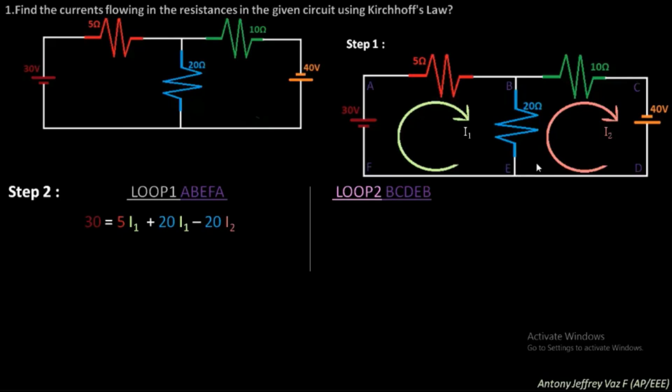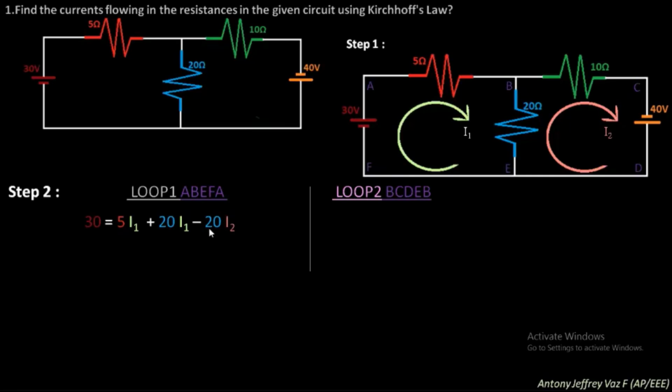Then you need to see the points B to E. This resistor is connected across B to E. You can see the current I1 is flowing in this direction from B to E, whereas in the second loop, the current I2 is flowing in the reverse direction, E to B. If you look at the direction of I2 in the second loop, you can see I2 is coming from E to B.